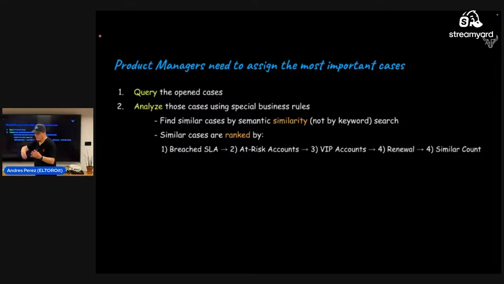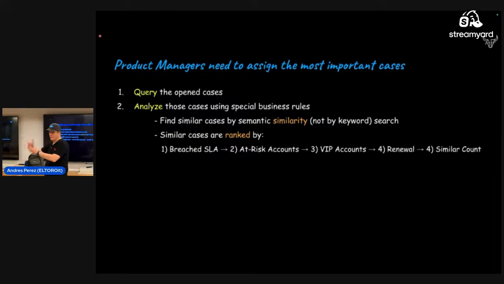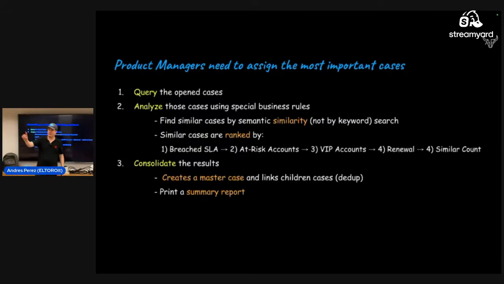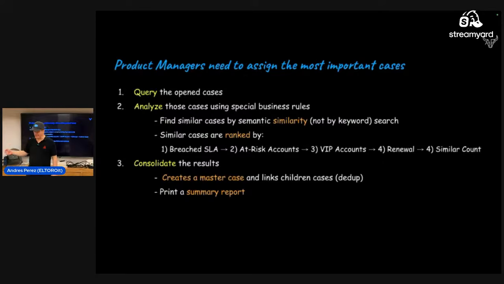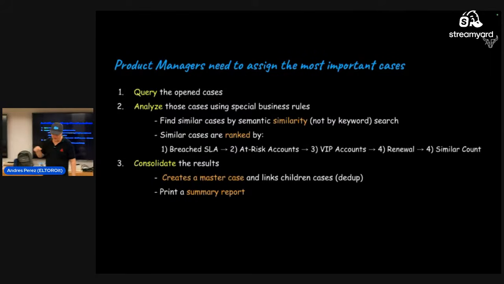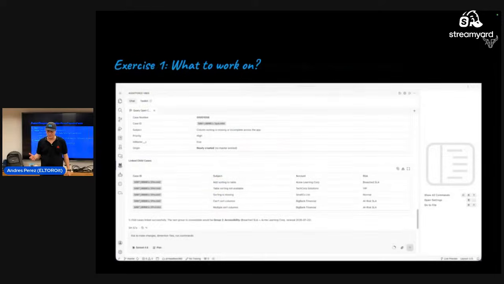So if there are 20 customers asking for the same feature, it makes sense to give that task to a developer, and then we can kill 20 birds with one stone. And that's basically what this third step is all about. We're going to consolidate the results. This will create a new master case, link the child cases to that new master, and then give us a report. Does that make sense? This is going to be the next exercise we're going to do. Notice it's very important that you understand at this point we're working with data.